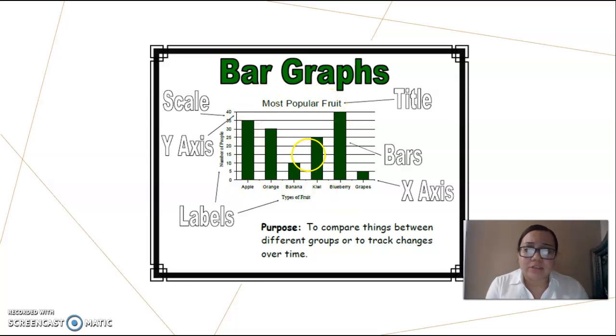Here's another bar graph, just so you can get yourself an idea. It's the same thing we've been talking about. It gives you the title, the x-axis, the y-axis, the labels, the bars, the scale, and the main idea, which is the types of fruit. They want to find out which fruit is more popular. And like I said, bar graphs are to compare things. They want to see different groups or different categories and just compare to see who has more or which one is more popular than the other. Anything that has to do with compare.